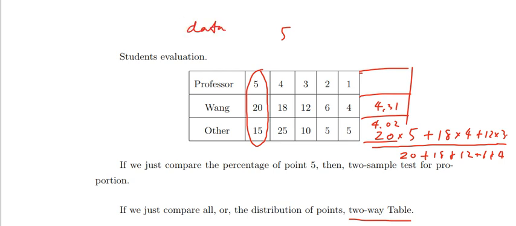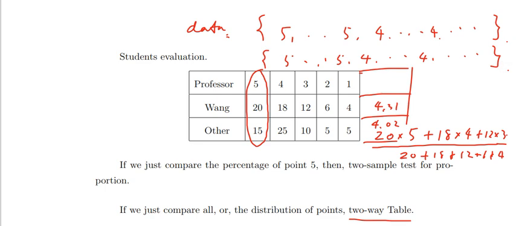Data 5, data 4, data like that, right? And the other one, we have only 15 with 5, but some with 4. So we just have those data. We can regard those as numerical data, and we want to compare the mean.